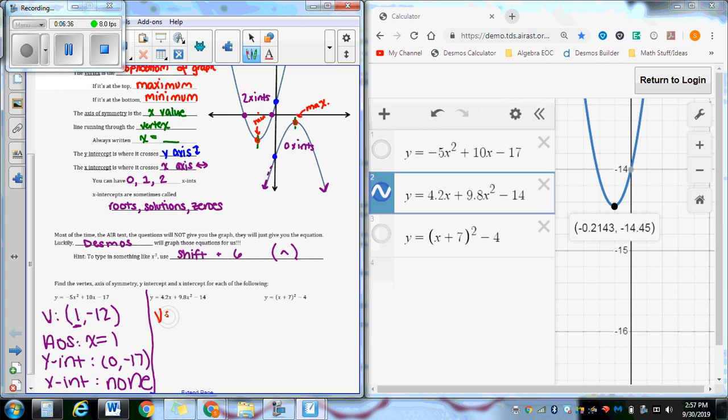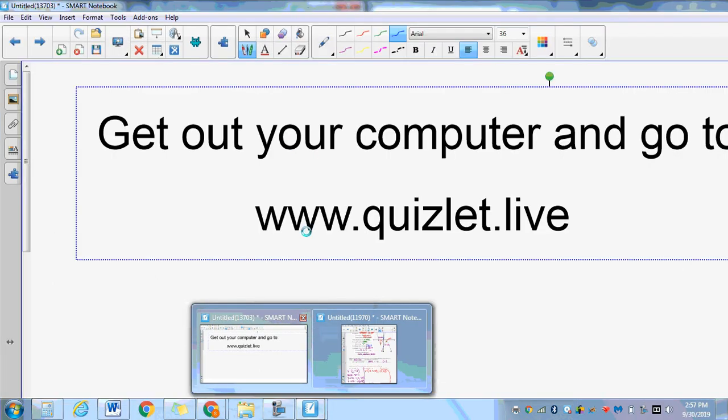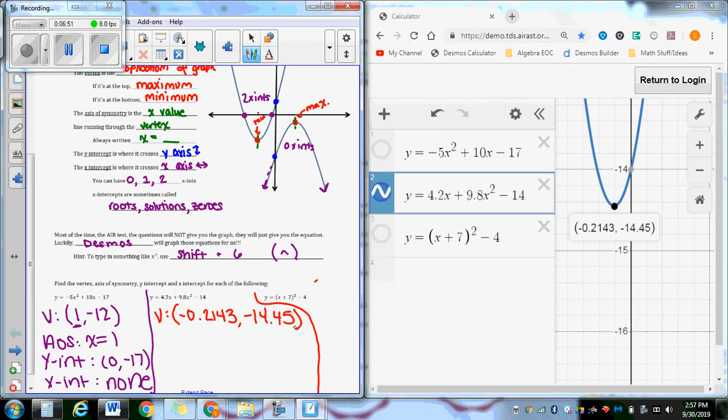Now the vertex in this case is a scary number. That's fine. It's -0.2143, comma, -14.45. The axis of symmetry is always x equals, and then it's just whatever the x value is. So in this case, it's that scary number, -0.2143.